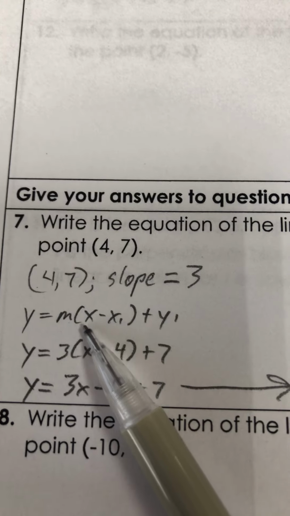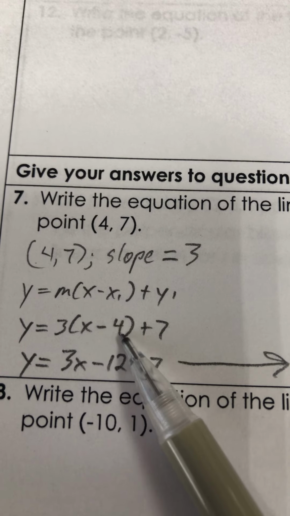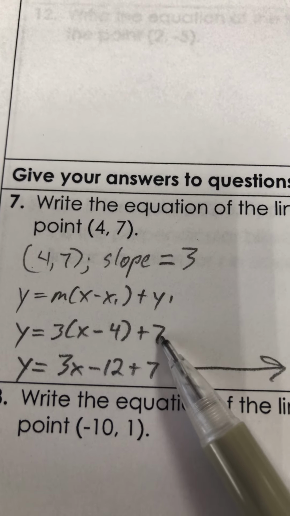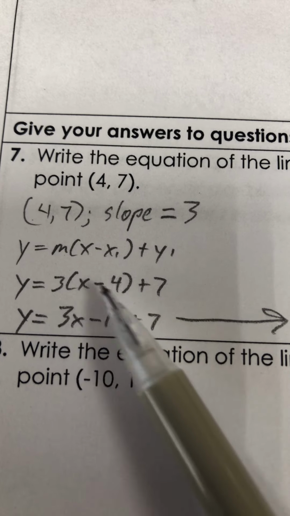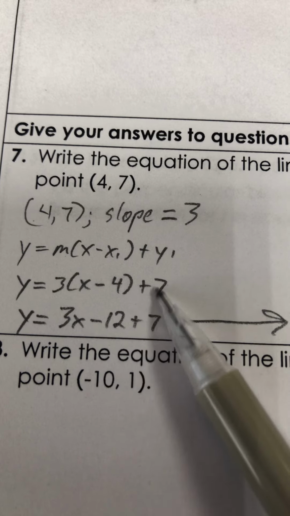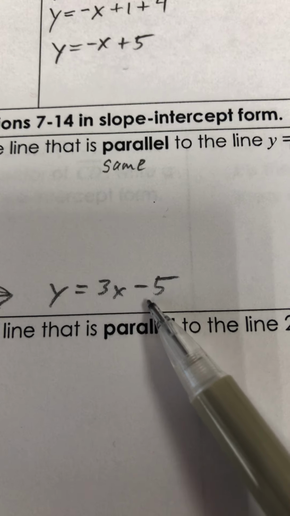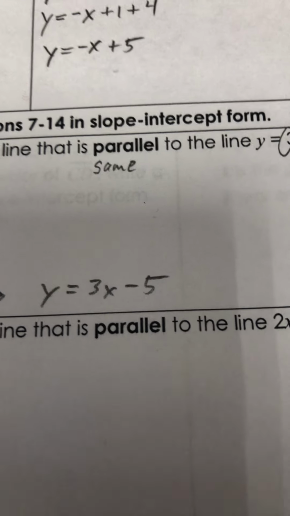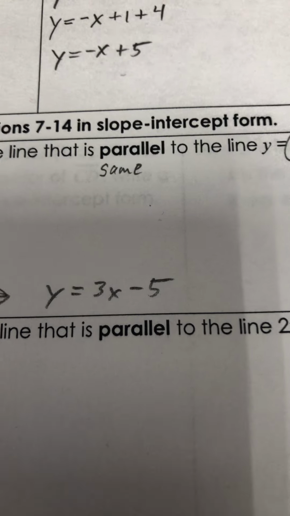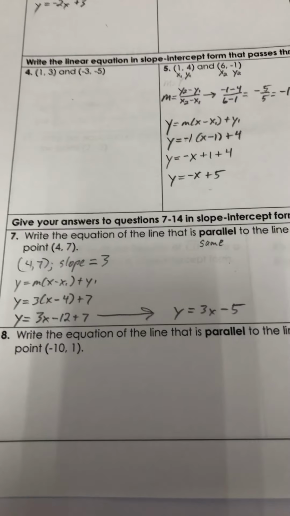I'm using the point-slope formula. Okay, I plug in those points, minus my x1, plus my y1, and here's my slope. 3 times x is 3x, 3 times a negative 4 is a negative 12, and then I have this plus 7. I combine this negative 12 and this 7, and I end up getting 3x minus 5, y equals 3x minus 5.